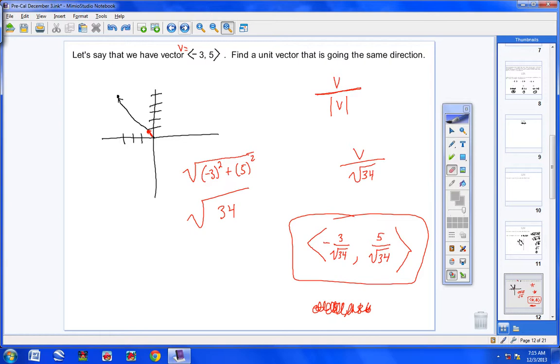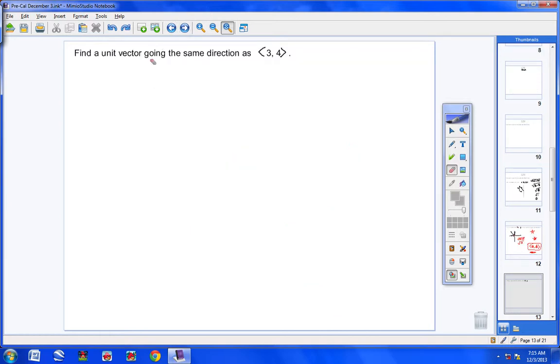Okay, let me grab a quick drink here. Let's practice a couple of these if we would. Let's find a unit vector going the same direction as <3, 4>. You can watch me or you can work ahead. Just to use a different number so you get used to that, we're going to call this vector W. So the formula would be W over the magnitude of W.